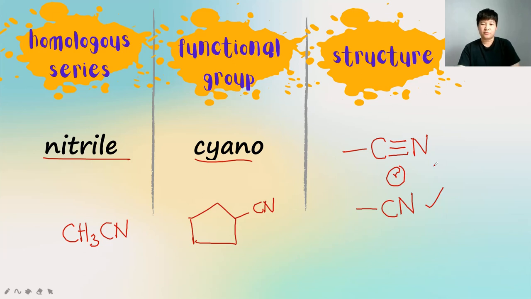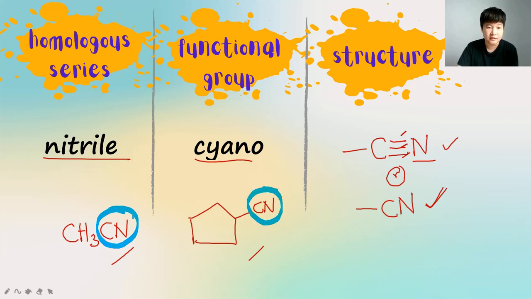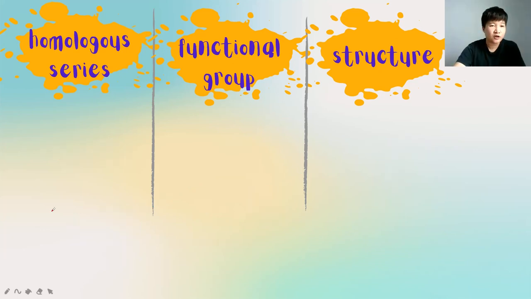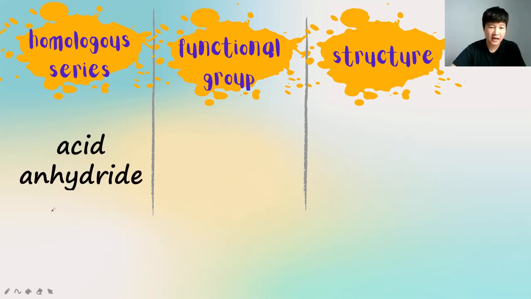Okay? So with that in mind, nitrogen can only have three bonds. So you already have the three bonds completed. So nitrogen won't be holding anything else here. You can expand it in the form of C triple bond N, or you can just simply write it in the form of CN. And that is your nitrile compound because they're sharing the same functional group of cyano. That is the functional group of cyano. Simple. Last but not least, the last homologous series that we have is acid anhydride.